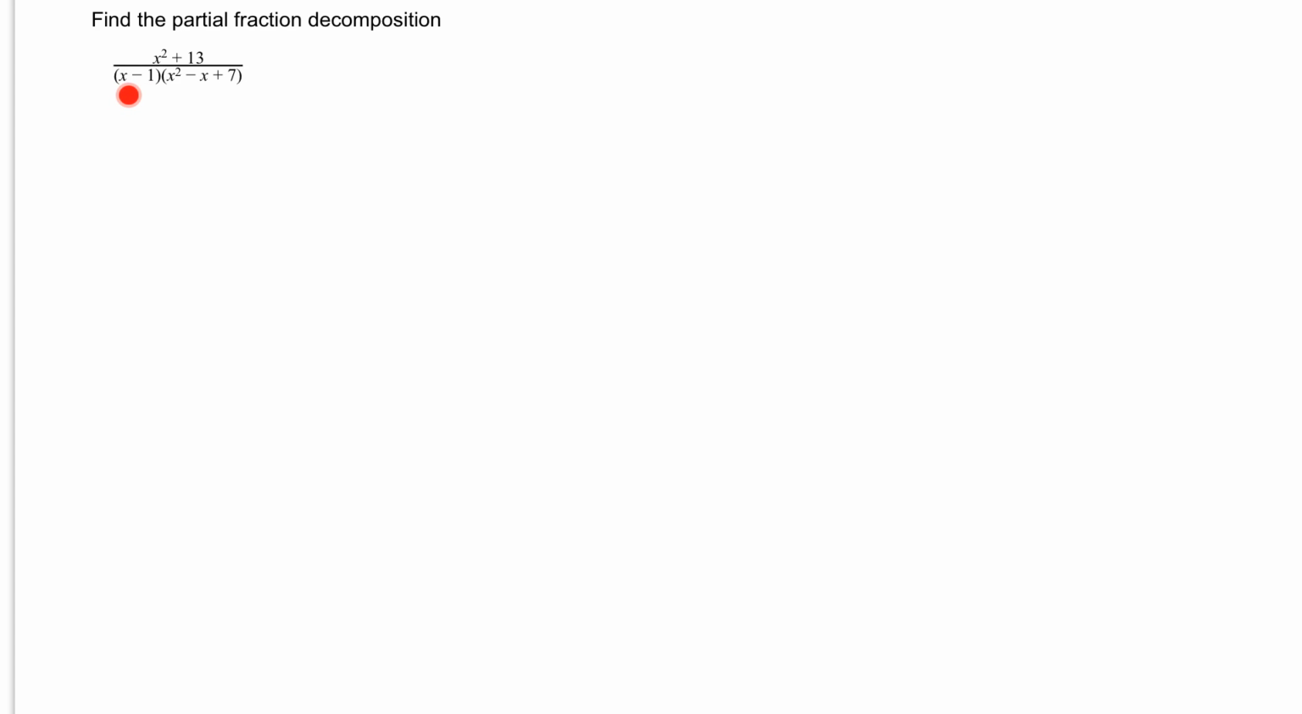This one, x minus 1, is a linear factor. This is a quadratic factor. It comes from inside the parentheses. This x is being raised to the first power, where this x is being raised to the second power. The difference in writing these, any linear factors just have a letter on top like we were doing before. So my x minus 1 I would have as A over x minus 1. But my quadratic factors, I'm going to have something with an x in it. So I'm going to have Bx plus C all over my quadratic, which is x squared minus x plus 7.